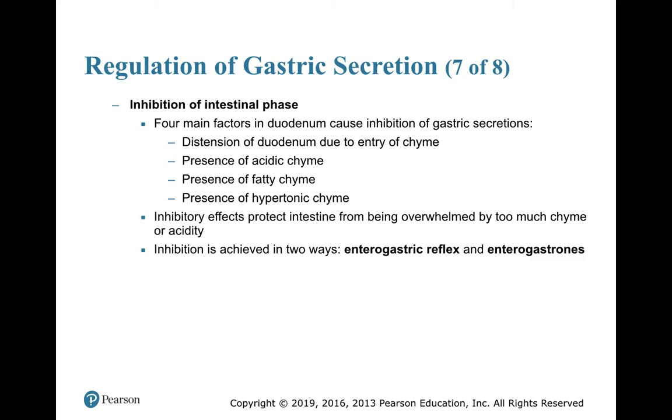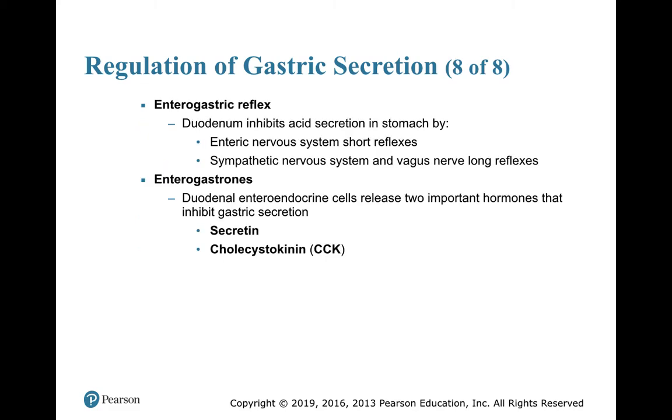Inhibition is achieved in 2 different ways, the enterogastric reflex and enterogastrones. In that reflex, the duodenum inhibits acidic secretions in the stomach by the enteric nervous system, the short reflexes, while the sympathetic nervous system and the vagus nerve act as the long reflexes. Enterogastrones are duodenal enteroendocrine cells that release hormones that inhibit gastric secretion, and they are secretin and cholecystokinin, or CCK.